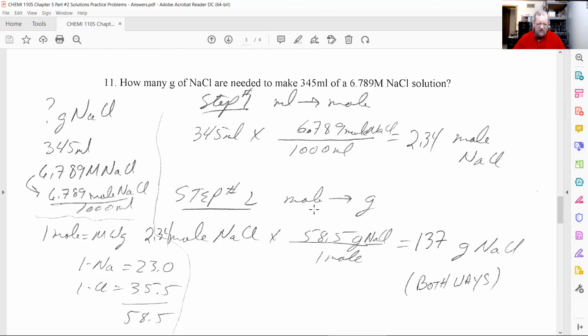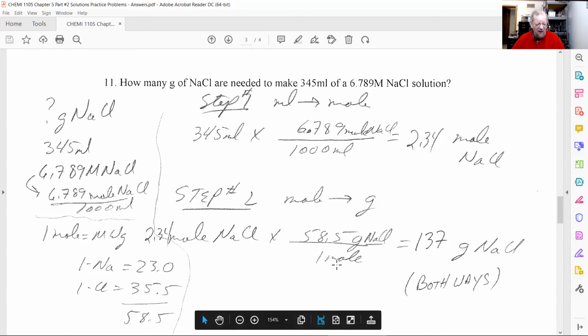So step 2 is moles to grams. I have these many moles. I want to go to grams. I have this ratio. Using unit analysis, what goes on top? Grams of sodium chloride. What goes underneath? Moles of sodium chloride. You don't have to put the sodium chloride, you could have. And moles divided by moles cancel out. I'm left with grams. Where do we get this ratio?